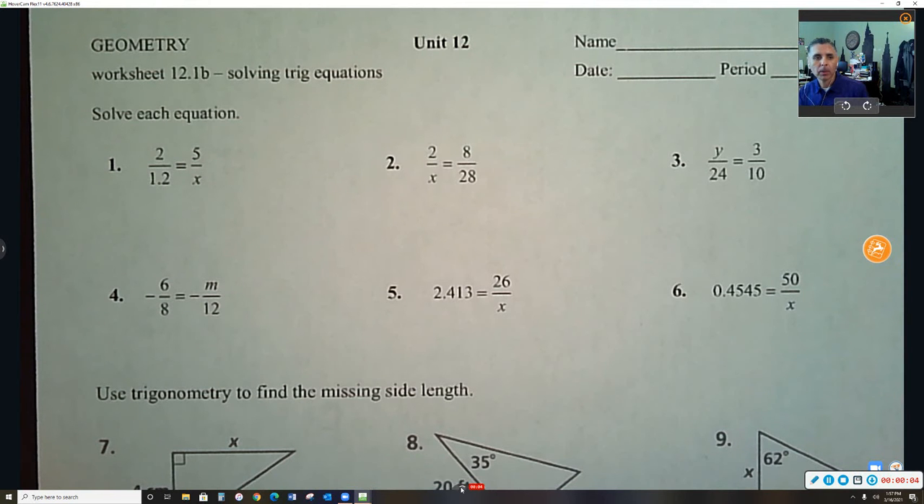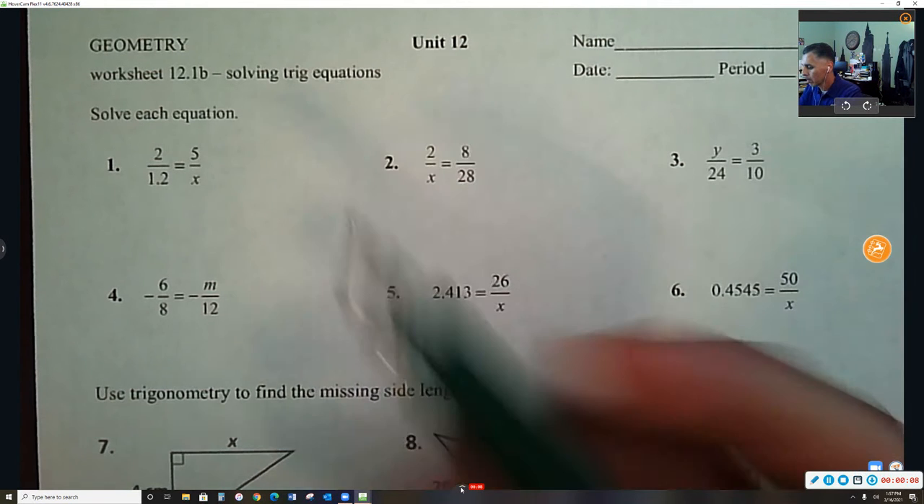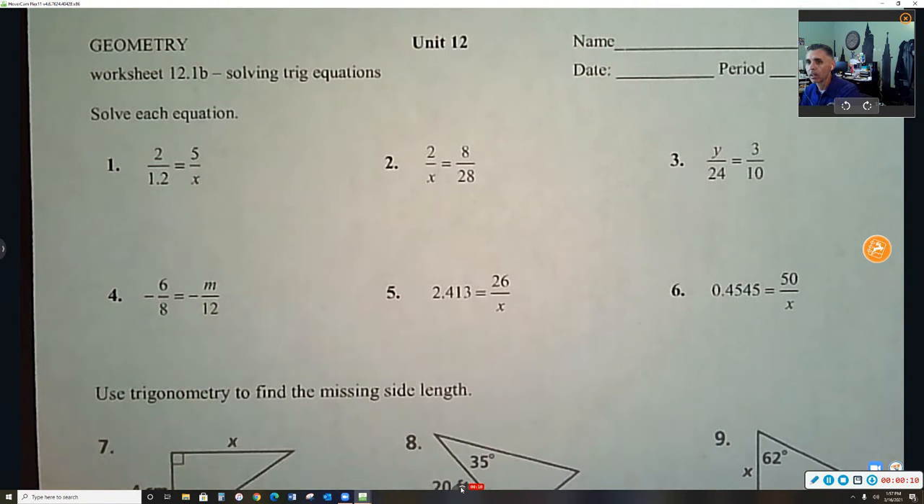Hey everyone, so we're going to do a quick review of solving proportions. And remember, when you solve proportions, I'm going to show you the long way and the short way.